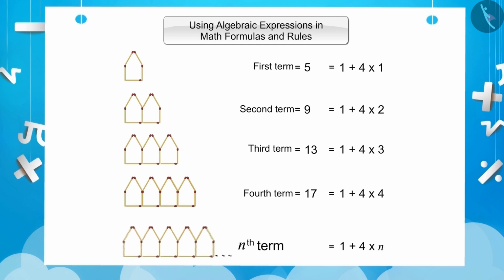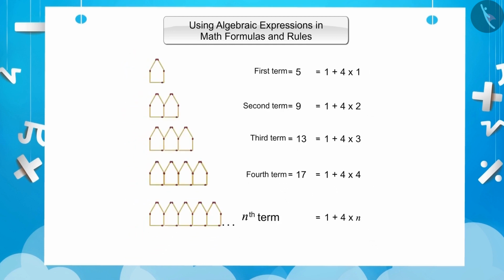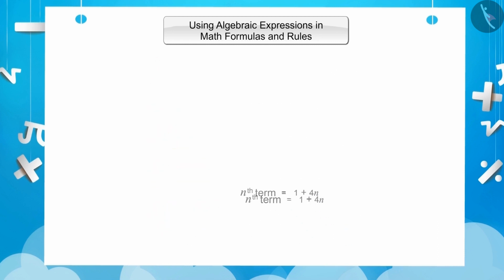Thus, if we want to find the total number of matchsticks to build n huts, then the rule will be 1 plus 4n. Here, n represents the number of total shapes that are in the form of a hut. So, if we want to find the total number of matchsticks to make n huts, we can find out the same by placing the value of n in this expression.